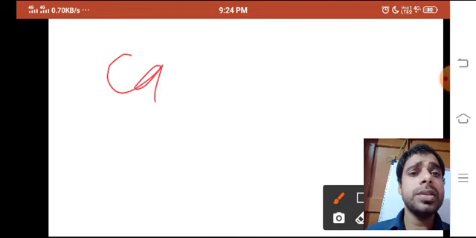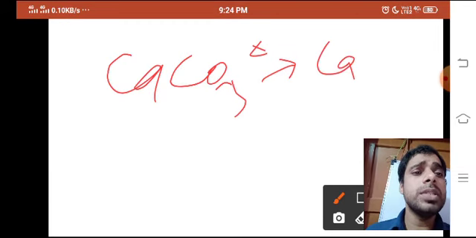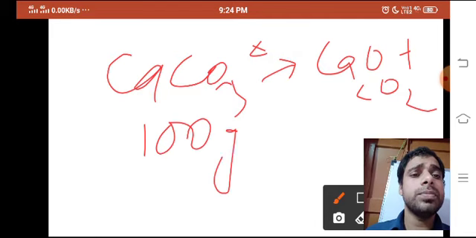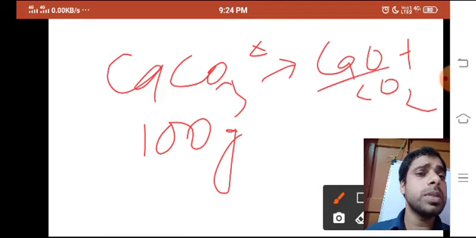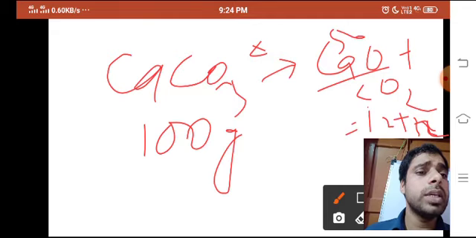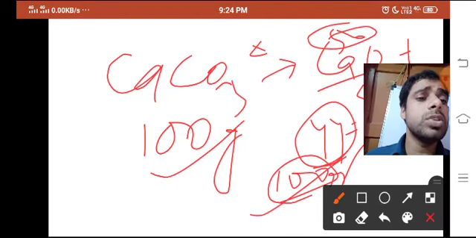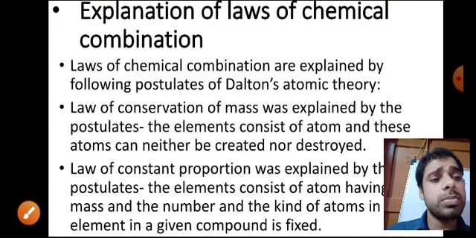If CaCO3 is there, on heating it will give CaO plus CO2. This one is 100 gram. CaO is 40 plus 16, 56 gram, and CO2 is carbon 12 plus 32, 44 gram. So together 44 plus 56 gives 100 gram. What you have understood is that this 100 gram and this 100 gram should be equal. So the law of conservation of mass you have understood previously.